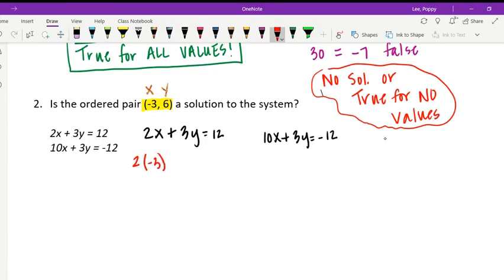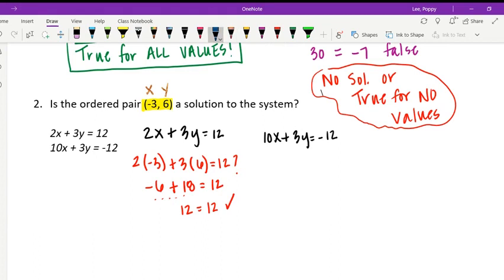So we're going to take 2 times negative 3 because we're going to plug in negative 3 for x, plus 3, but instead of y, we're going to plug in 6. And we're going to see, does that equal 12? 2 times negative 3 is negative 6. 3 times 6 is 18 there. Negative 6 plus 18 on this side is positive 12. All right, 12 equals 12, so that side works.